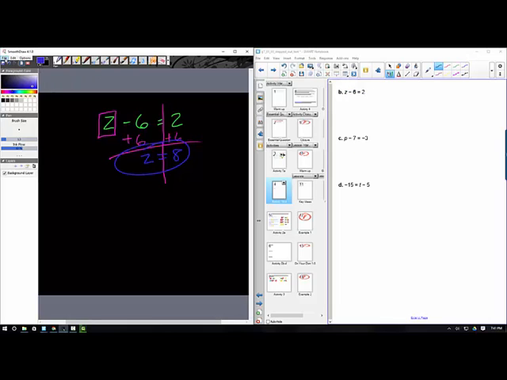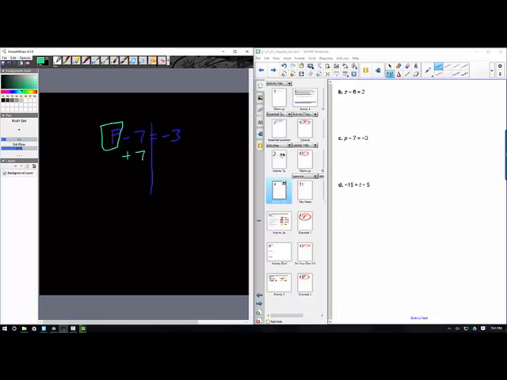I'm going to do the same thing for the next one. Again, I'll go p minus 7 equals negative 3. Draw my line, box the coefficient, right? I'm going to add 7 because I want to get it equal to 0, and add 7 here. And p equals 7 minus 3 is 4. I'll plug it in. 4 minus 7 is negative 3, so it totally works.